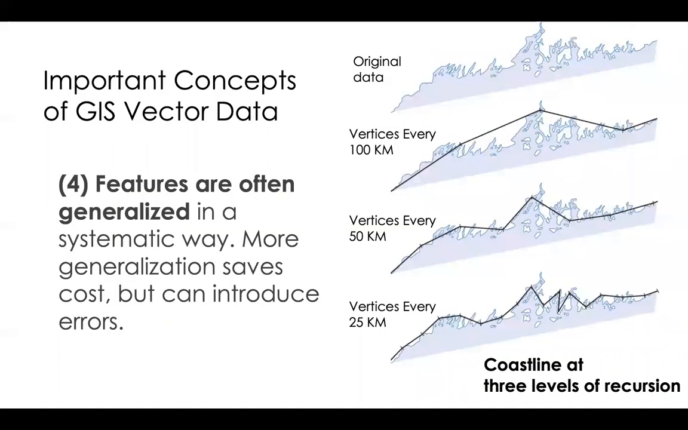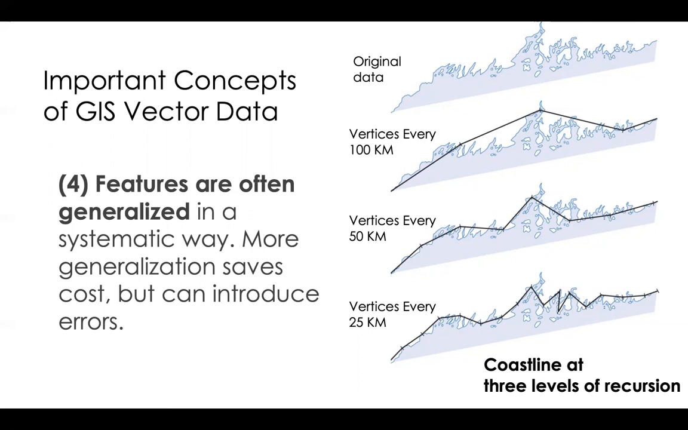Four, features can be generalized in a systematic way. We talked about generalization earlier when talking about scale, but here's more detail on how we can systematically generalize vector data by, say, taking out points in our lines or polygons systematically.